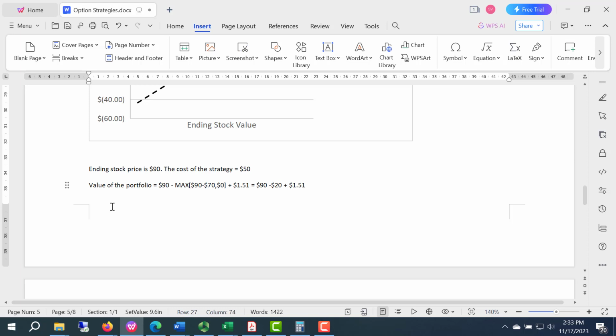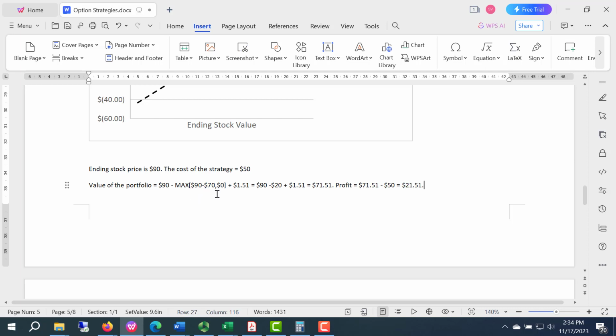So our total value of the portfolio is $71.50. The profit of our portfolio is going to be equal to the $71.51 minus the amount that we paid for that portfolio initially, the $50 that we paid for that stock, and so our profit is $21.51.